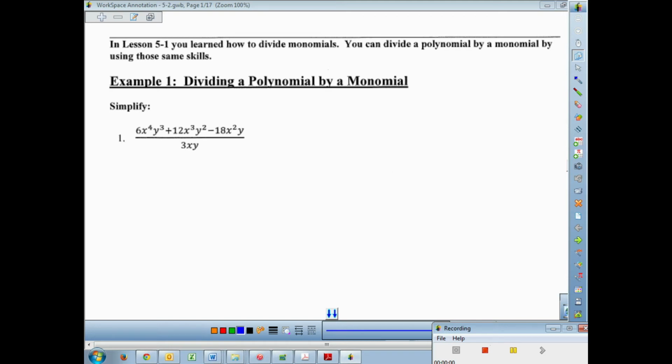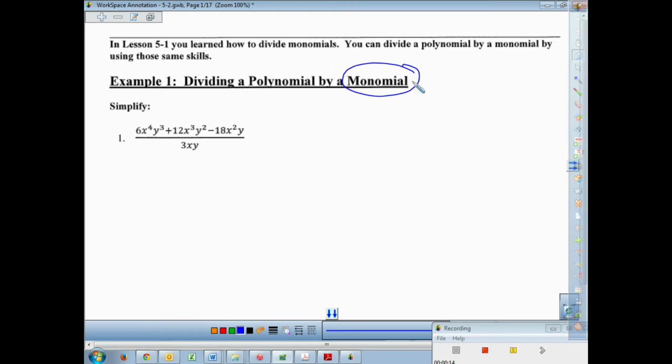Today we talk about dividing polynomials, right? Polynomials, to divide them, first one, real simple. We will take some sort of polynomial and divide it by a monomial. What the heck's a monomial?